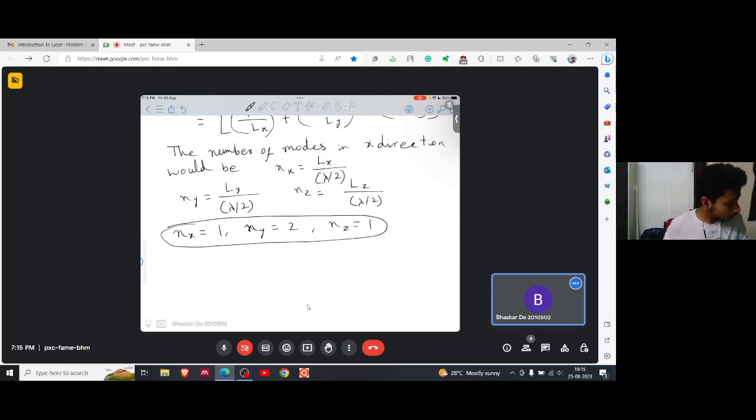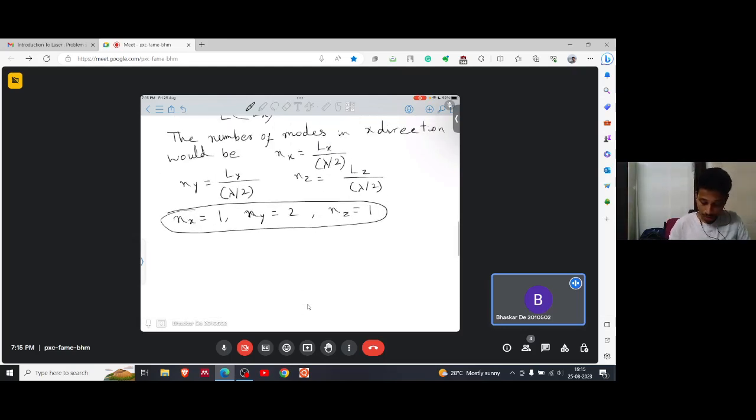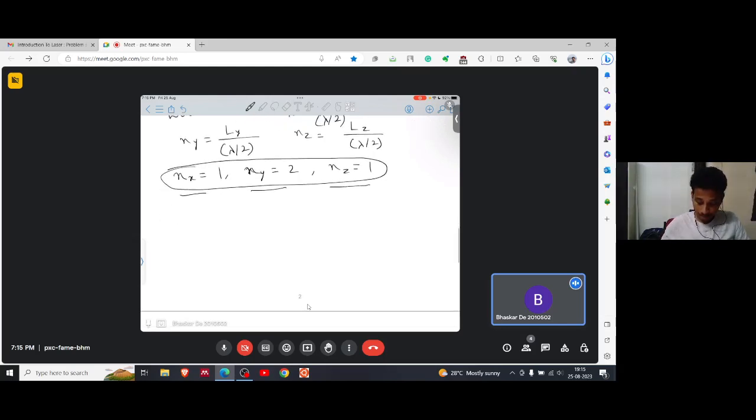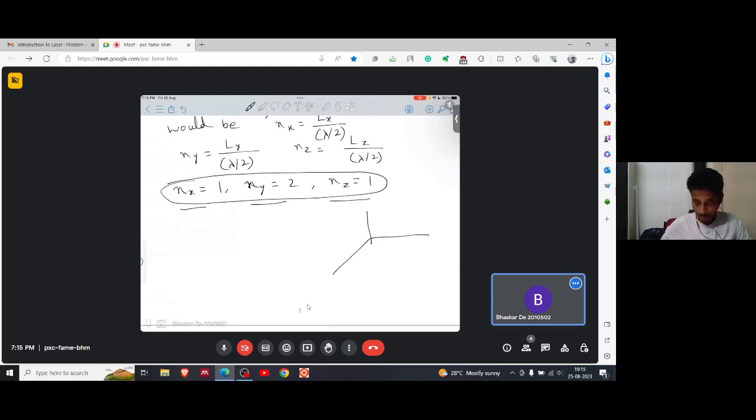So now these three variables nx, ny and nz actually create a three-dimensional space. In this three-dimensional space, there will be a maximum value of every axis, so it will create an ellipsoid type of thing.